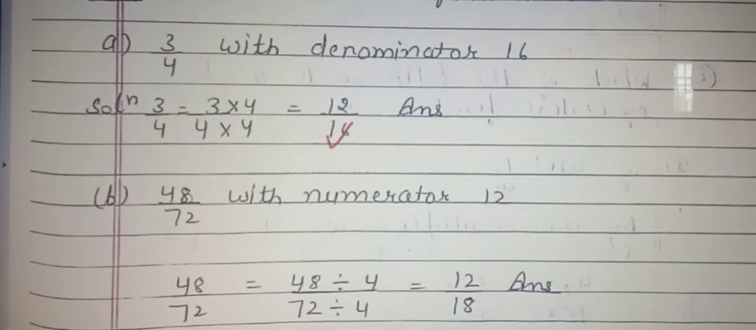Next part, 48 upon 72. You have to make a fraction with the numerator 12 from this fraction. How can we make 12 from numerator 48? Means we have to reduce it. We have to reduce 48 into 12. How can we reduce 48 into 12?